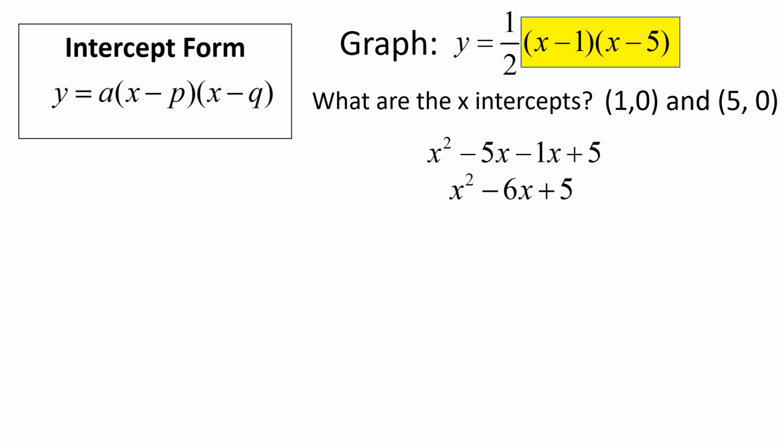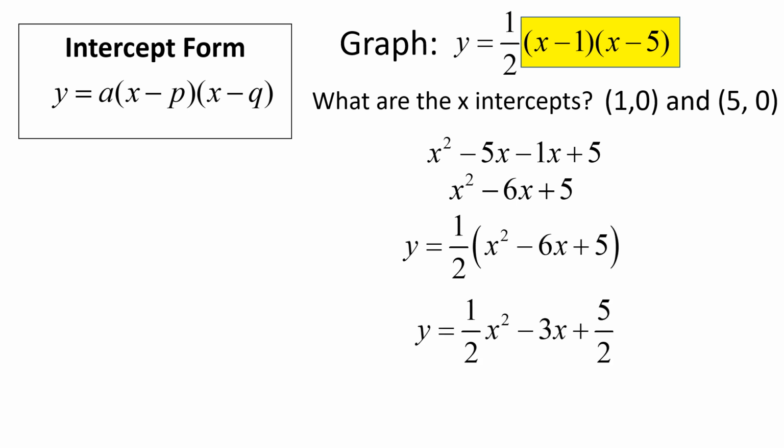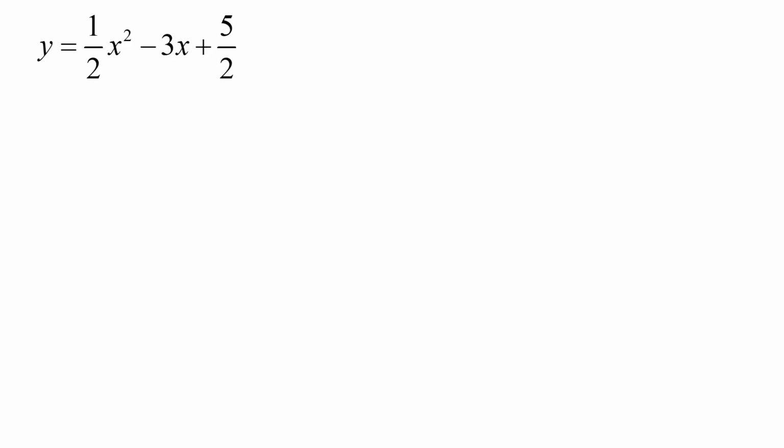Now that I have the two binomials multiplied, I still have to multiply it by the 1/2. So I'm going to distribute that 1/2, and I'll get 1/2 x squared minus 3x plus 5/2. Now that I'm in standard form, I have to do the minus b over 2a in order to get my vertex. So my h equals minus b over 2a.